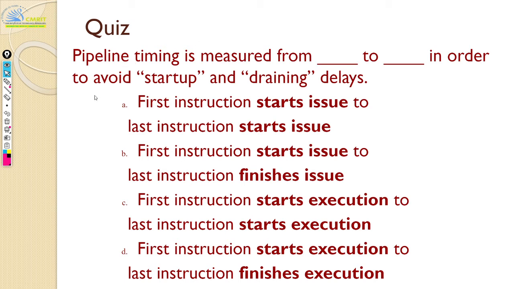Pipeline timing is measured in order to avoid startup and training delays. Is it the first option or the start issues? No, it's not start issues. It's option D, for start execution to finish the execution. No, it's not D.